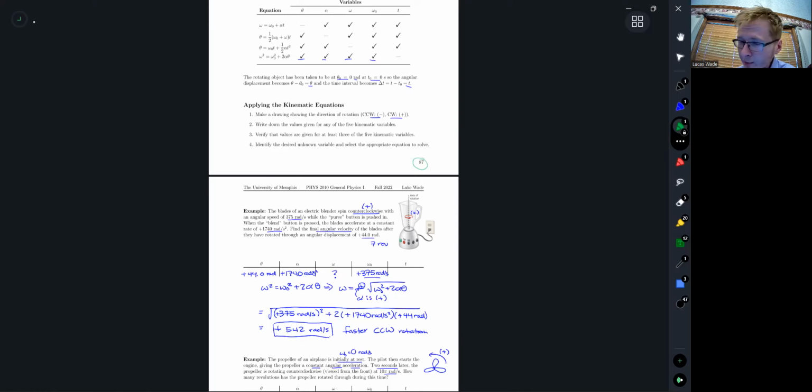So just like with linear motion, it's important to know that regardless of the directions of things, it's the direction between the angular velocity and angular acceleration that tells you whether something's speeding up or slowing down, so rotating faster or slower over time. So what if both the angular velocity and the angular acceleration were negative?